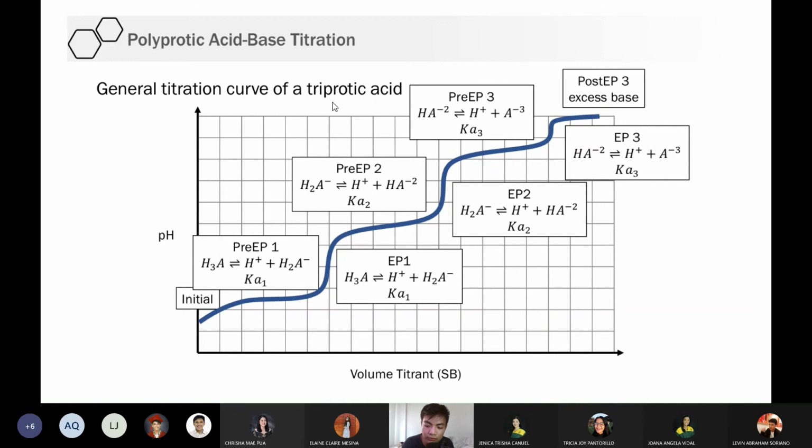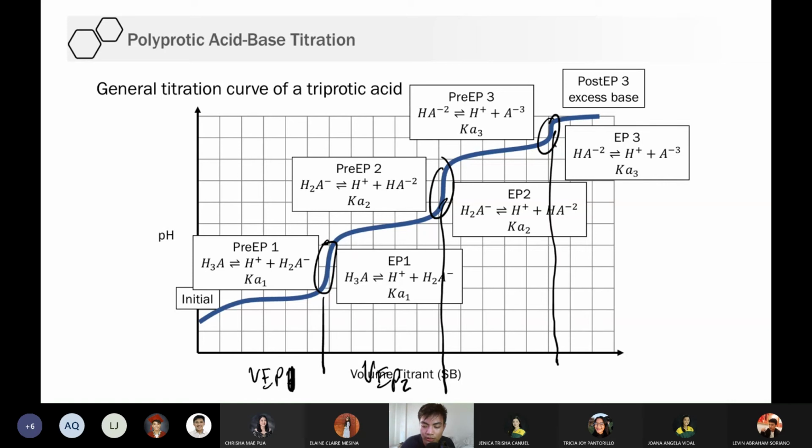Triprotic acid, inflection point 1, 2, 3. So if this used 10 ml, how many ml to reach this? Another 10 ml ulit. And how many ml to reach that? Another 10 ml. So that means the volume for endpoint 1 is the same as the volume for endpoint 2 and endpoint 3. So to get the overall volume needed to neutralize all the hydrogens, ita times 3 mo lang. So ganun lang.